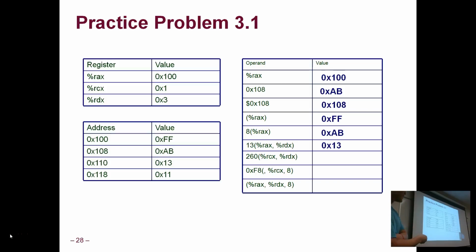Here's another one. This is decimal 260. And you add RCX to it, which is 1. And then you add RDX to it, which is 3. So this is 264 in decimal, which is hex 100 is 256. So this ends up being hex 108, which is AB. So 264, you subtract off 256, which is your hex 100. You're left with 8. So this ends up being hex 108 is the address you calculate here, which dereferences into AB.